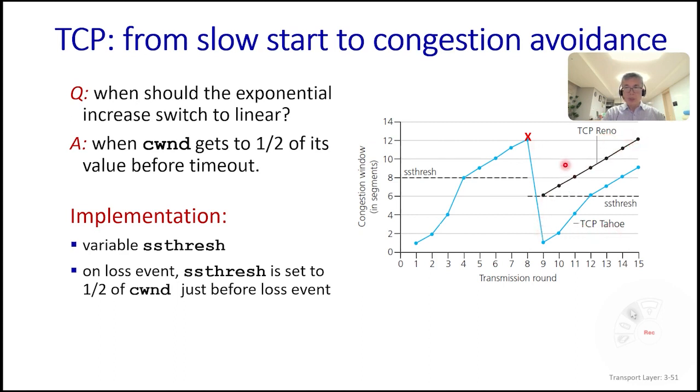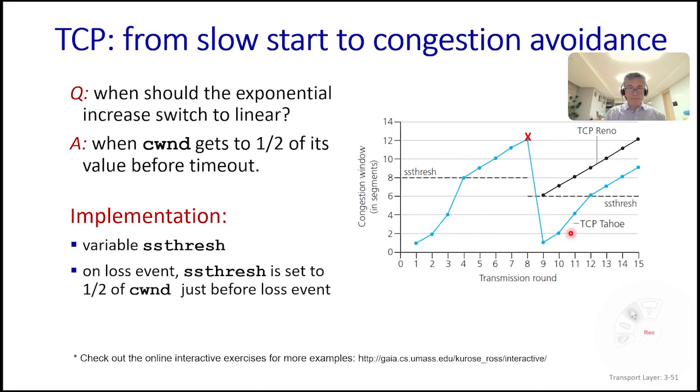On the other hand, in the TCP Tahoe case, whenever 3 duplicate ACKs or a timeout happens, CWND is always set to 1. The slow start threshold is set to half of the previous CWND. Then, in the TCP Tahoe case, slow start exponentially increases CWND, and then the congestion avoidance phase starts.